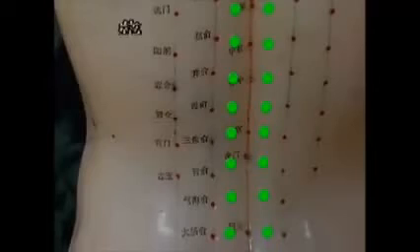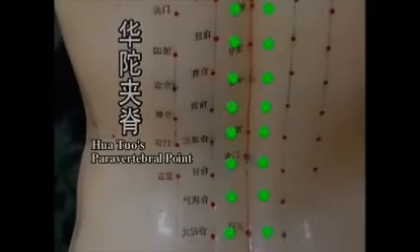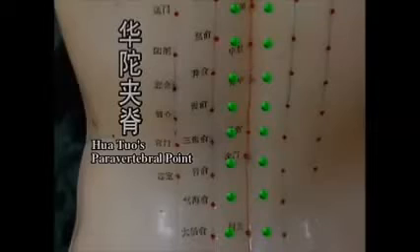Explanation of points. Huatuo's paravertebral points connect to the Du channel and share the same source as the Chong and Ren channels. In addition, the points link to the bladder channel and unite with the kidney channel. Needling these points regulates yin and yang, harmonizes the qi and blood, and moistens the skin.